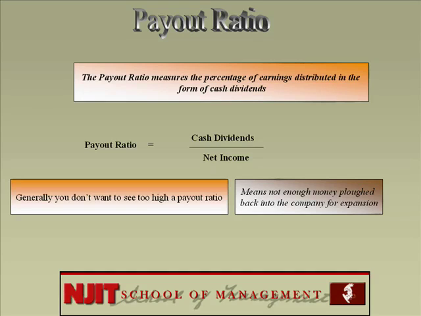So a high payout ratio is good if you're a speculator. It's not good if you're interested in capital appreciation. That is, you want to stick money in and wait for the stock price to increase.